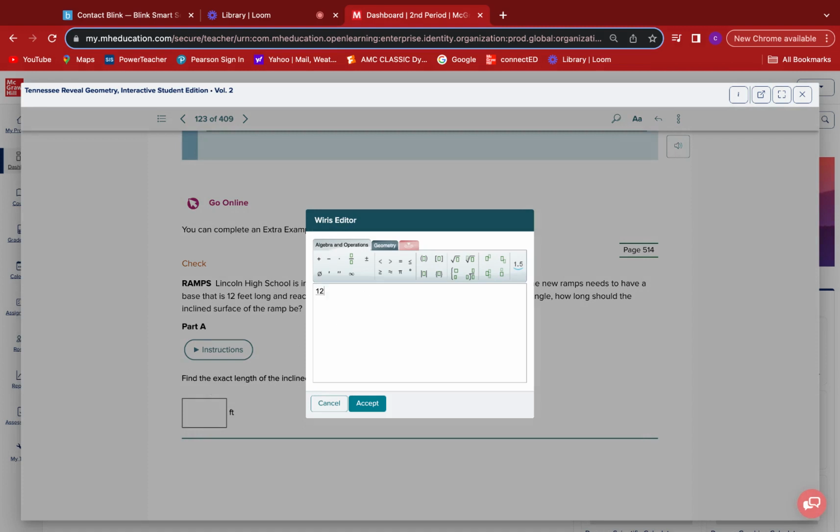In this particular one, we have 12 squared plus 1 squared equals c squared. All right, 12 squared is 144.